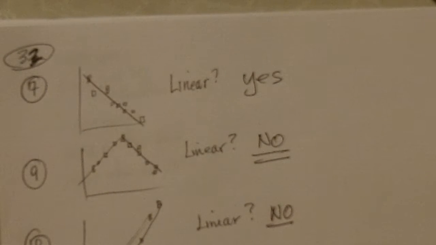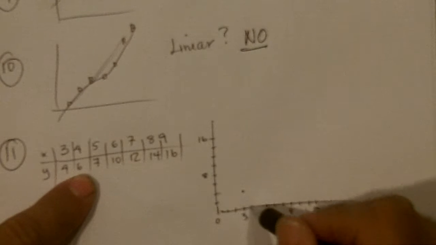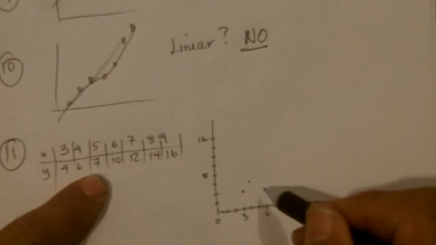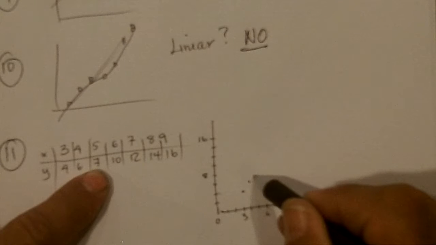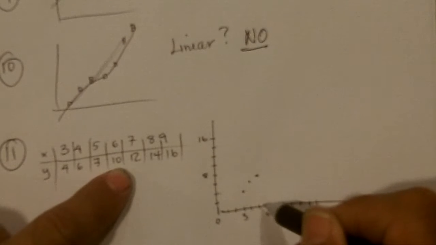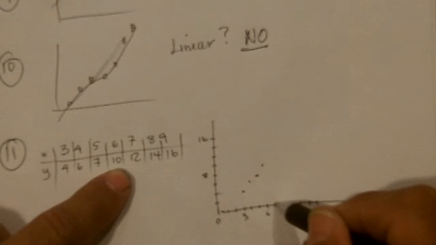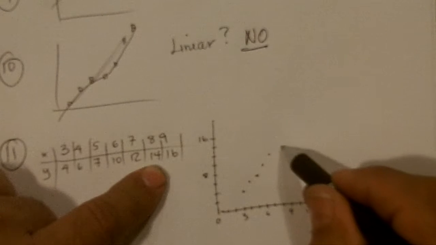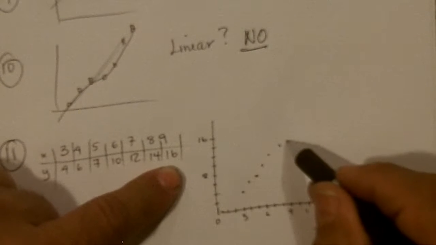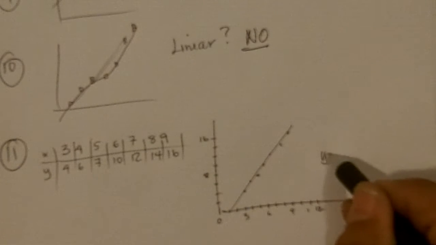3 is at 4, 4 is at 6, 5 is at 7, 6 is at 8, 10, 7 is at 12, 8 is at 14, and 9 is at 16. That looks pretty linear to me, so I would say yes, it's linear.